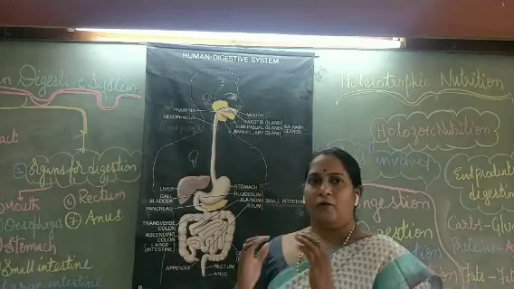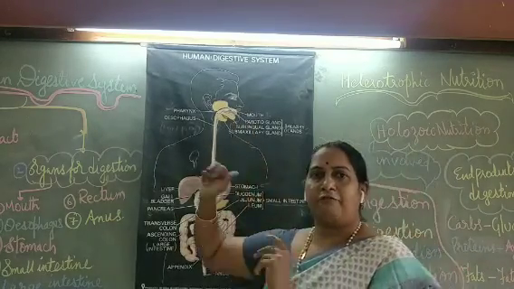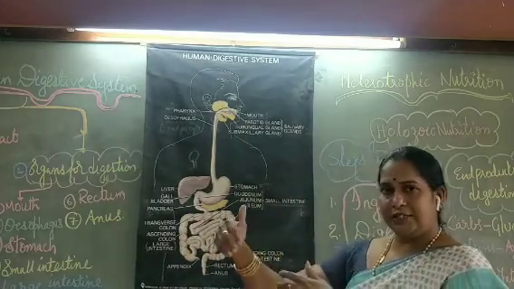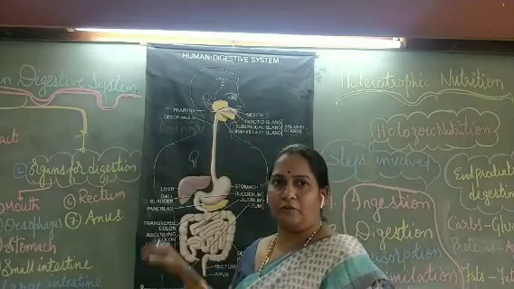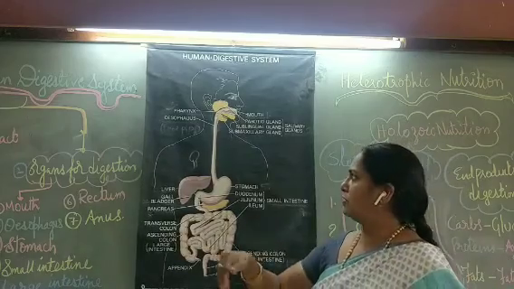So what is the actual chemistry that happens in the mouth? Which type of food gets digested in the mouth? We'll see into the details a little while later. First, we'll just see the general structure of the digestive system.